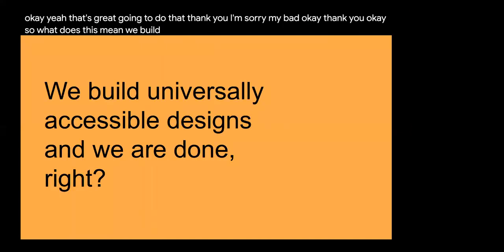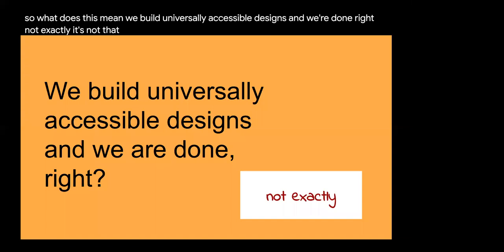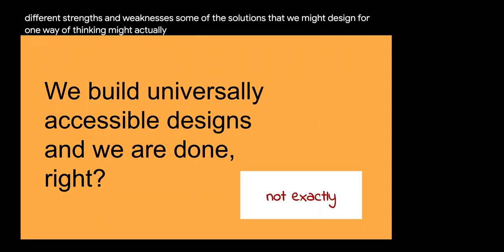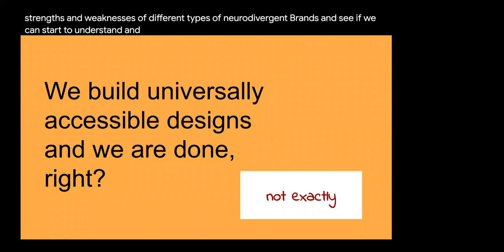Okay, so what does this mean? We build universally accessible designs and we're done, right? Not exactly. It's not that simple because everyone's brains work differently and have different strengths and weaknesses. Some of the solutions that we might design for one way of thinking might actually be contraindicated by solutions that we should consider designing for another. So let's take a closer look at strengths and weaknesses of different types of neurodivergent brains and see if we can start to understand and parse what this means.